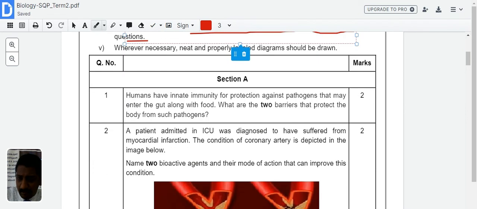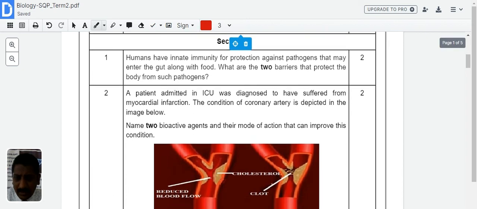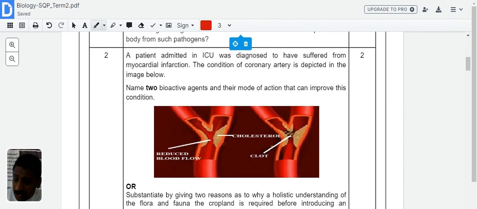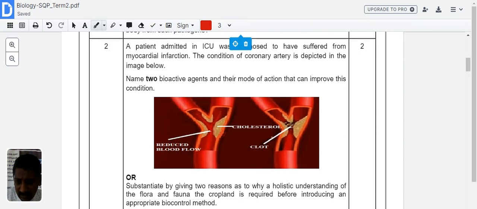If you look here, a patient admitted in ICU was diagnosed to have suffered from myocardial infarction. The condition of CAD, coronary artery disease, is depicted in the image below. Name the 2 bioactive agents and their mode of action that can improve this condition. You can see cholesterol in one area, and a clot buster. So we have to identify the cholesterol-lowering agent and the clot buster. Of course, you know these are statin and streptokinase. So right here, give the name of the microbe, the taxon to which it belongs, the product formed, and the biological activity.